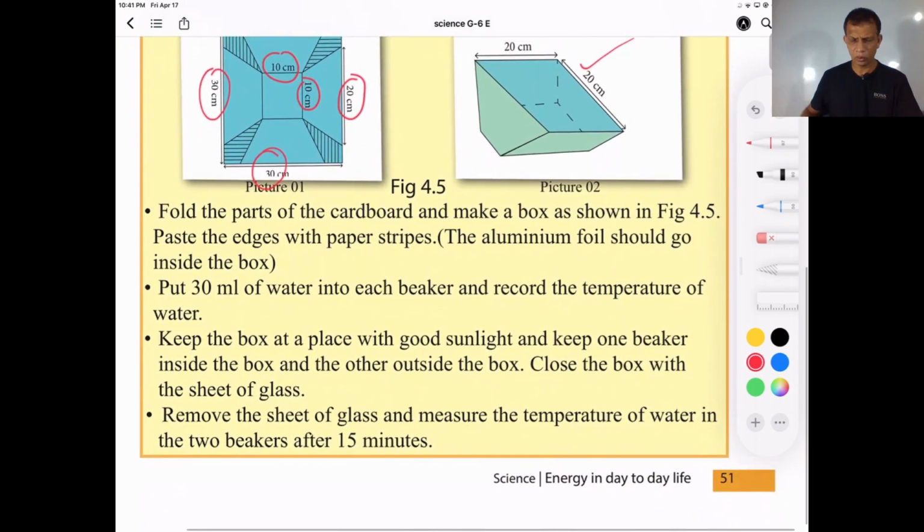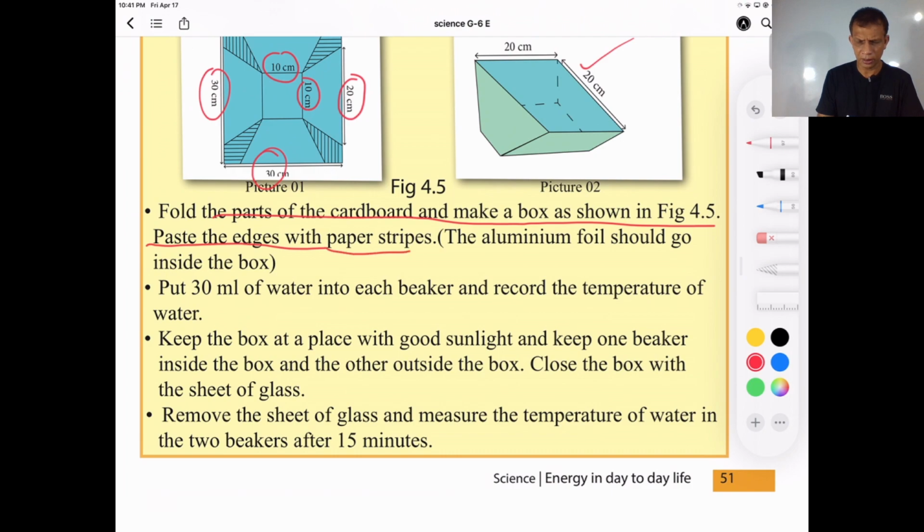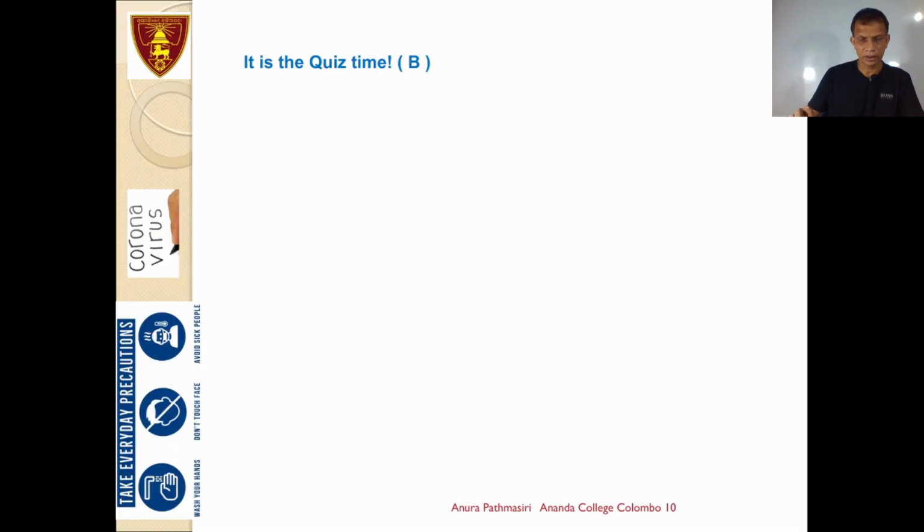Then what can you do? Fold the parts of the cardboard and make a box as shown. Paste the edge with the paper strips. The aluminium foil should go inside the box. Here, as I show you with the color yellow, that is the place where the aluminium foil is fixed. And then keep the box at a place with good sunlight. There you are. I'm going to explain it. How can you do it?